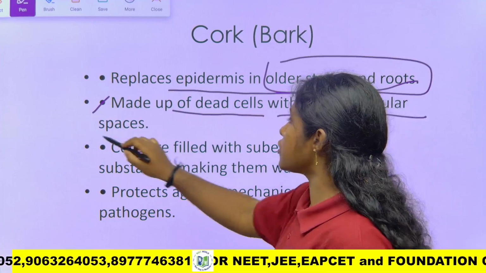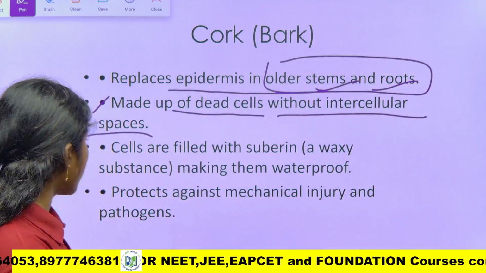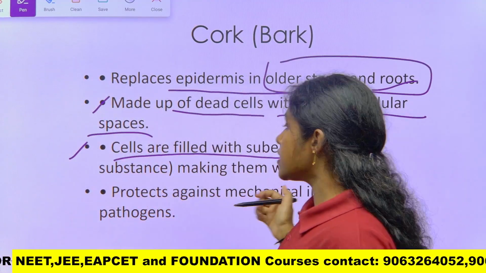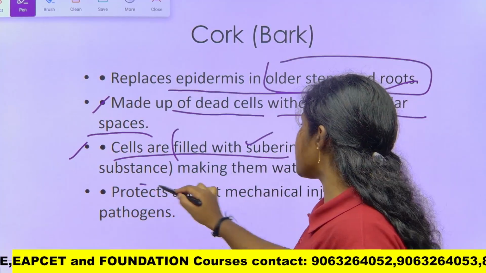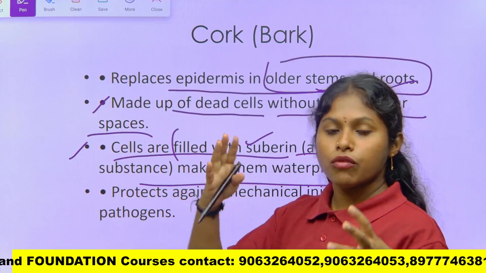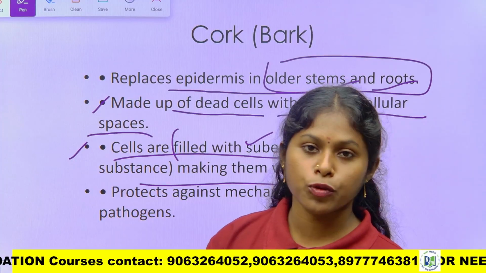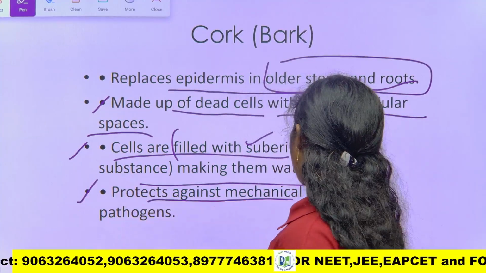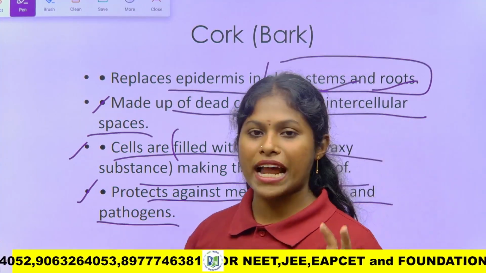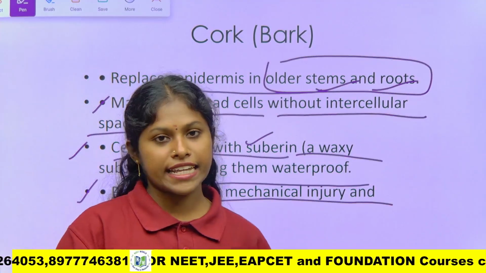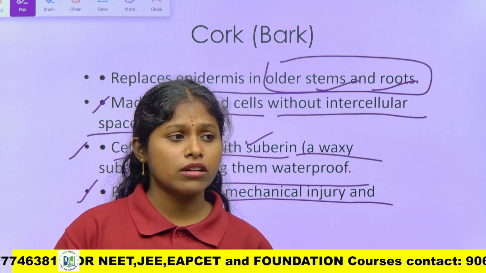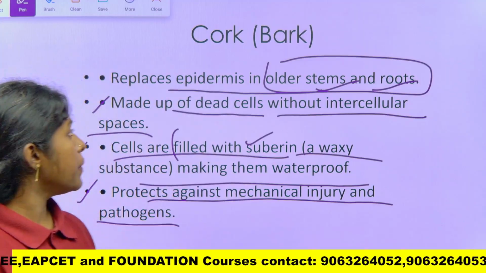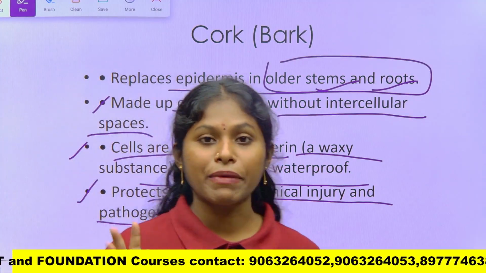We cannot see any intercellular spaces, right? The cells are filled with suberin. The epidermis is filled with cuticle, while the cork is filled with suberin. It is a waxy substance making them waterproof. Suberin is waterproof, and lignin is also water resistant. It protects against mechanical injuries and pathogens, such as insects, and also extreme environmental conditions like heavy wind and heavy rain, right? It makes the plant strong and mainly provides mechanical strength.